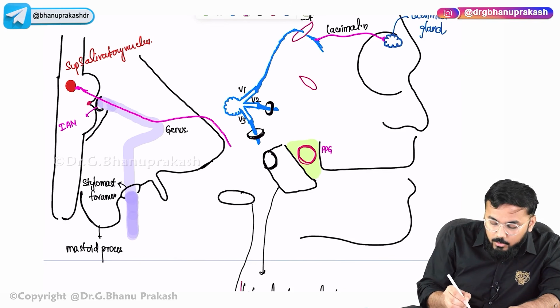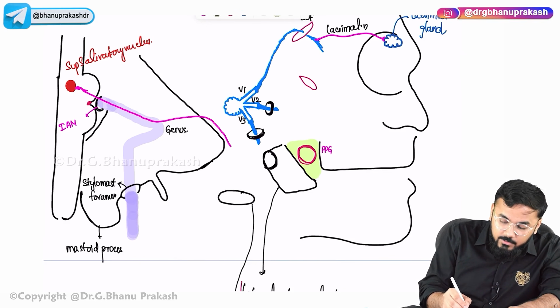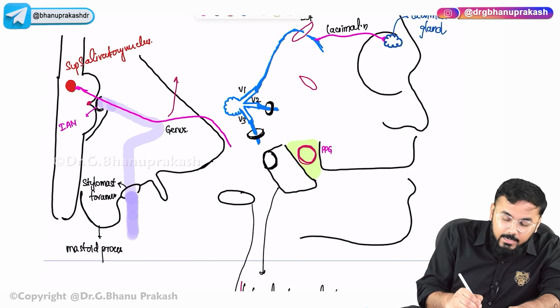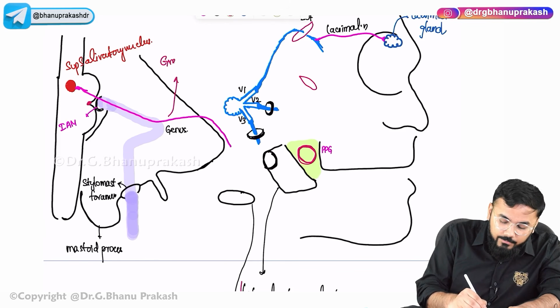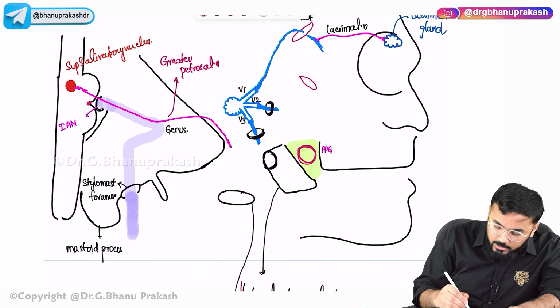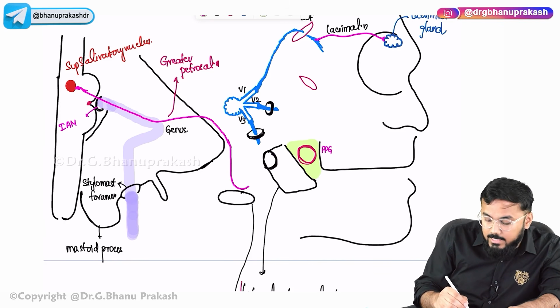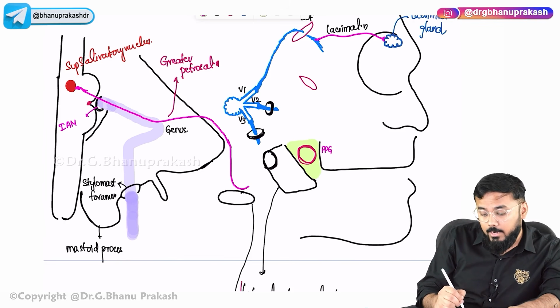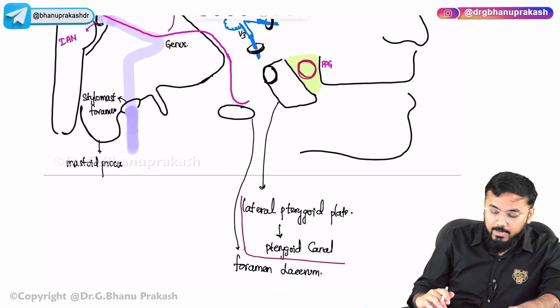It enters down, and by the way, what is the name of this nerve? Just now I told you, what is this? Greater petrosal nerve. This is your greater petrosal nerve. Okay. Now look here. This greater petrosal nerve comes all the way down, and where is it located now? It is located on the top of the foramen lacerum.